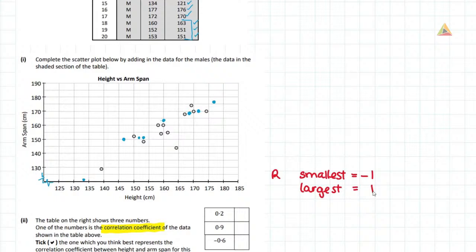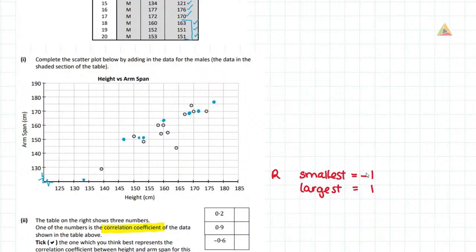If I have a positive correlation, so how do I know if I have a positive correlation? This correlation is a relationship between the two pieces of data. Here we have the height and the arm span, and when I look at these points, they seem to be going up overall. So that tells me that here we've got positive correlation.